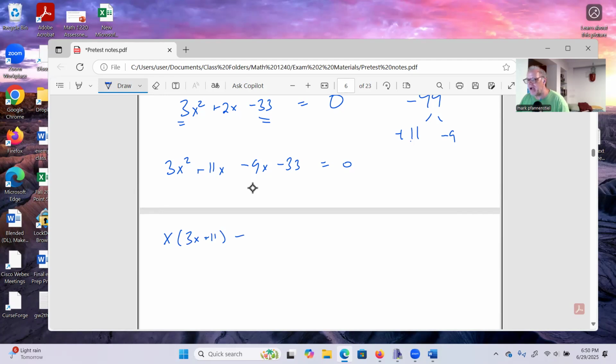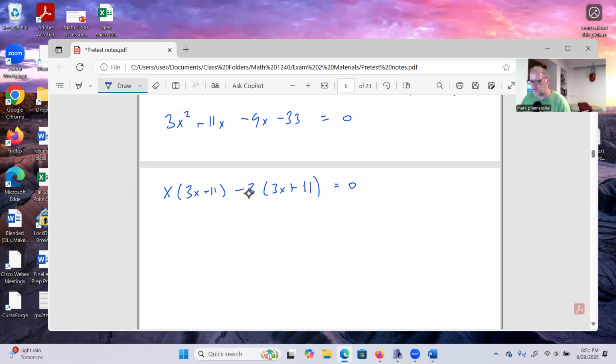okay? Minus, and let's go ahead and pull out a 3 from the 9 and 33. So we're going to say this is 3 times (x plus, because I put on a negative sign here, 3x plus 33 divided by 3 is going to give me 11) equals 0. So the two answers I have here, go ahead and factor this again. So we have (3x plus 11), and then I have an (x minus 3) that's left here. That equals 0.